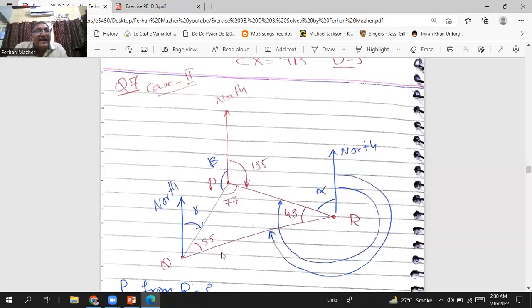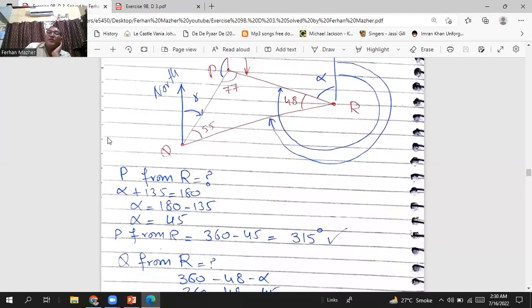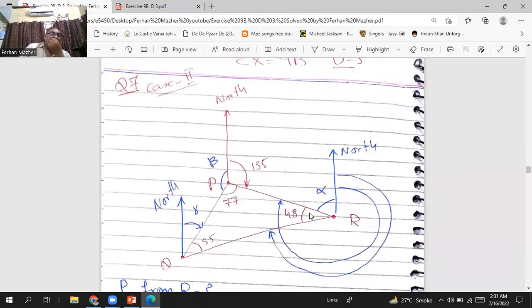So this is the second diagram which can be made, in which the Q is on the southern side of the PR. So from this case, we also have to answer the same questions. The first question is P from R. If you want to find out the P from the R, this is 135 and this angle alpha. Find this angle alpha. P from R means on the R, you draw the north, and from that north, you go clockwise to the RP line. So 135 plus alpha will be equal to 180. So from here, you get the value of alpha.